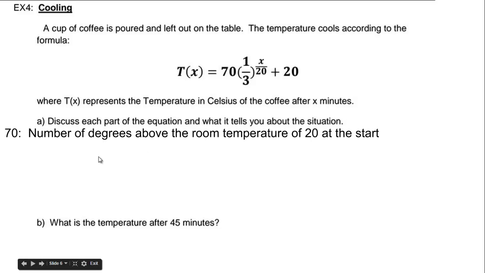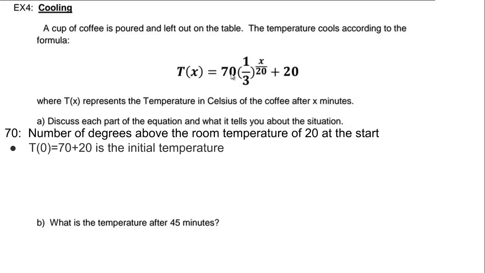So first off, 70 is the number of degrees above the room temperature at the start. It's a vertical stretch factor. And so we kind of already talked about the 20. 70 is the number that you're above that room temperature. T of 0 equals 70 plus 20. If you plug in 0, you have an exponent of 0 here. 0 divided by 20 is 0. 1/3 to the 0 is 1. So you have 70 plus 20, which is 90, is the initial temperature.